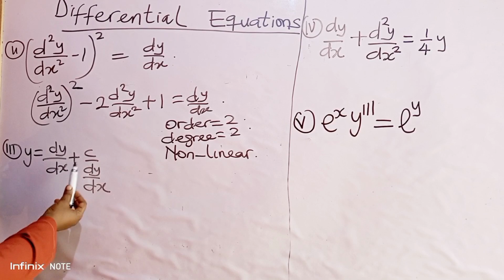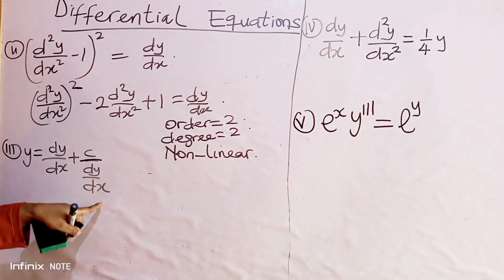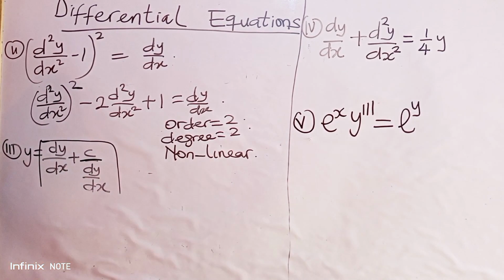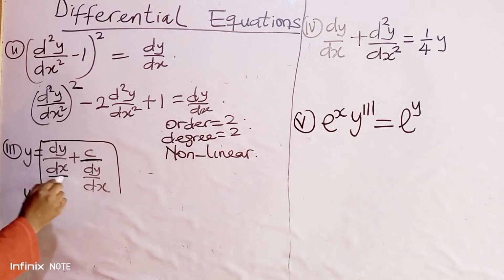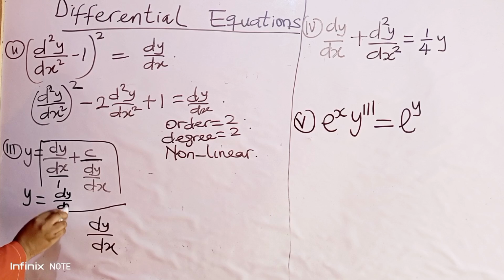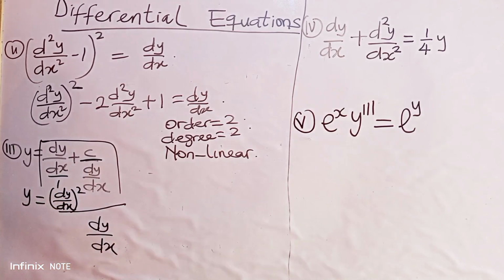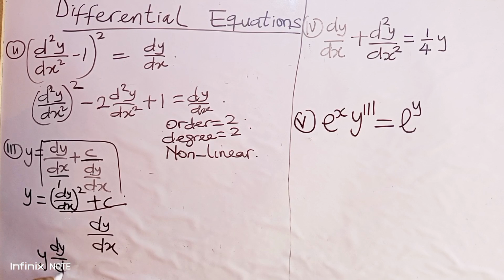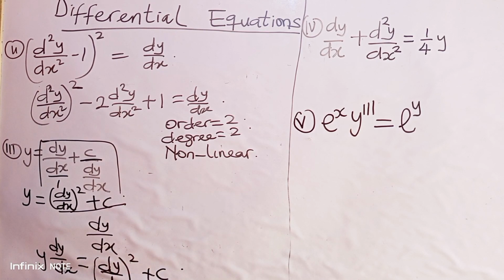Here we have y is equal to dy/dx plus c over dy/dx. So we need to simplify this. So then we now have y equals, let's find the LCM. That will be dy/dx. One in dy/dx multiplied by dy/dx, that will be (dy/dx) squared. Then dy/dx and dy/dx is 1 multiplied by c, so plus c. So from here, we can now do the cross multiplying. So we have y multiplied by dy/dx is equal to (dy/dx) all squared plus c. So from here, it is simplified now.